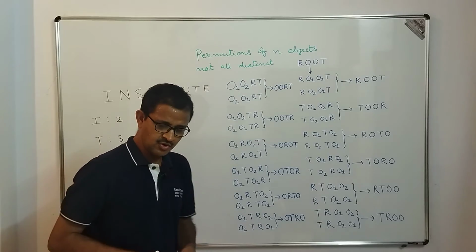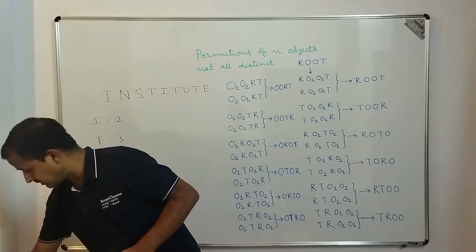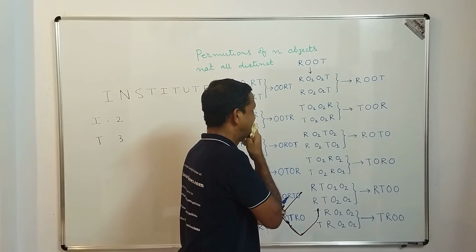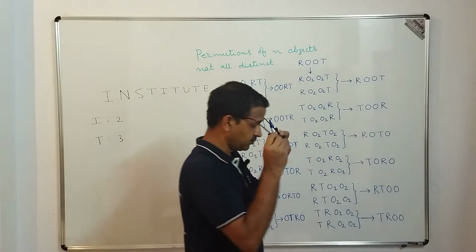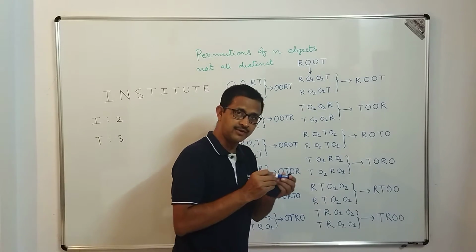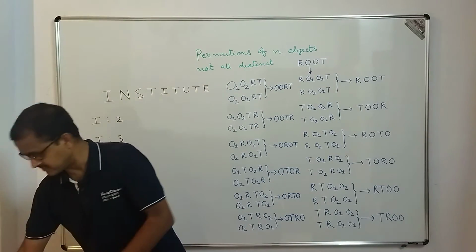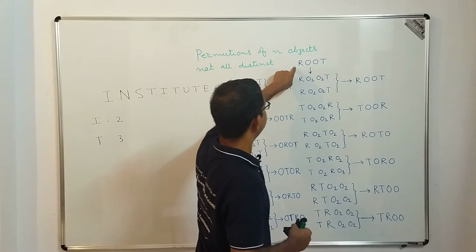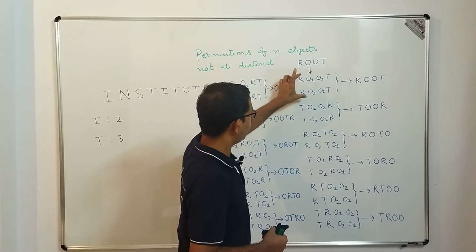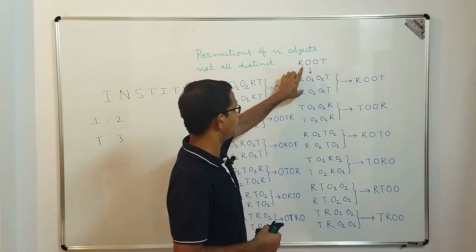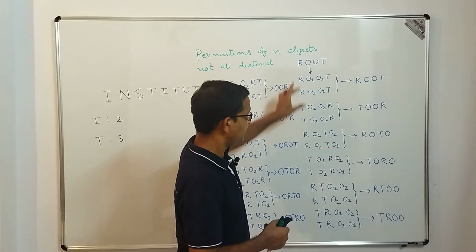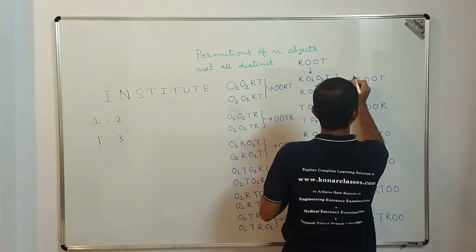So dear students, what we observed is that when we assume that O1 and O2 are distinct, for the sake of simplicity, our problem becomes a little simplified. So we can write R O1 O2 T, R O2 O1 T. Now we know that O1 and O2 are not different, they represent the same object O. So we can club together, and we get ROOT.